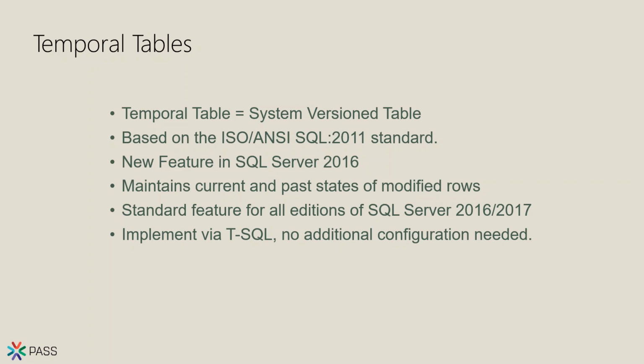Temporal tables essentially is another name for system-versioned tables, and this is based on an ISO ANSI standard that was developed in 2011. It newly surfaced in SQL Server 2016 and obviously carried over into SQL Server 2017. The whole purpose behind temporal tables is that it maintains the current record as well as any past states of modified rows within that table. So we're maintaining a history as we go, showing updates, deletes, that sort of thing, and we'll see that in more detail as we step through the demo.